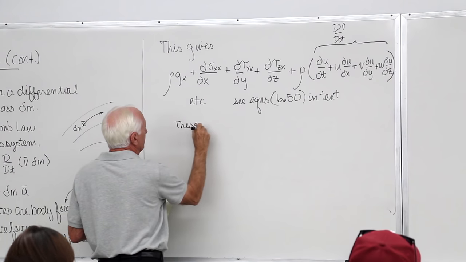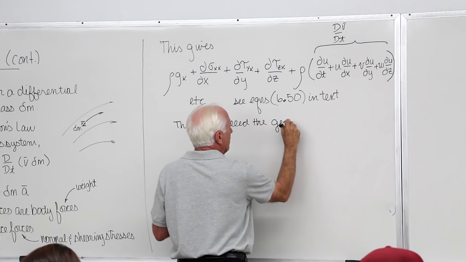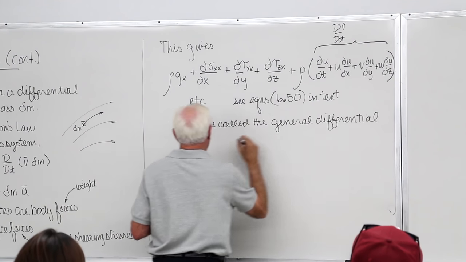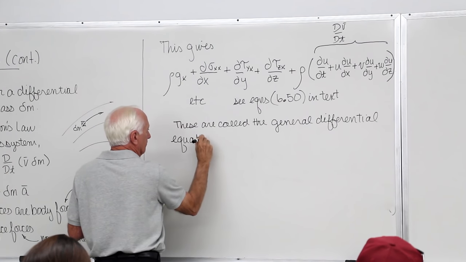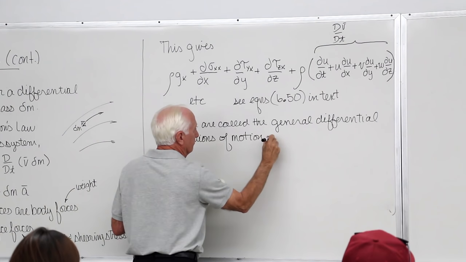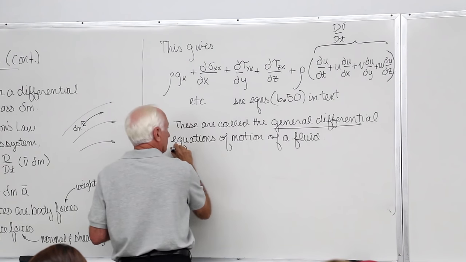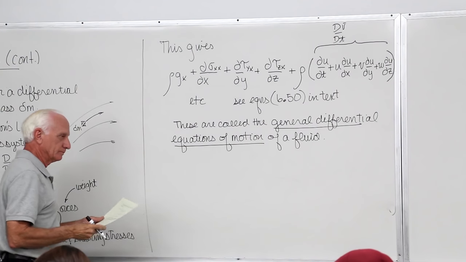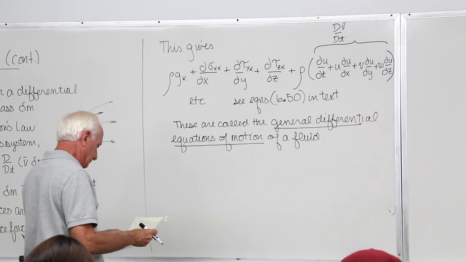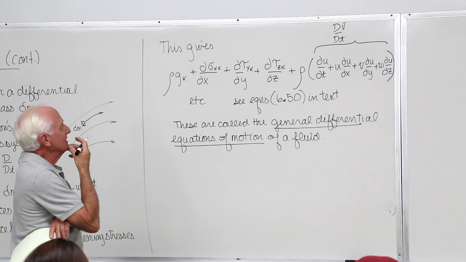These are called the general differential equations of motion. There's three: one x direction, one y, one z. Okay, let's see, anything else on that right now? I don't think so.